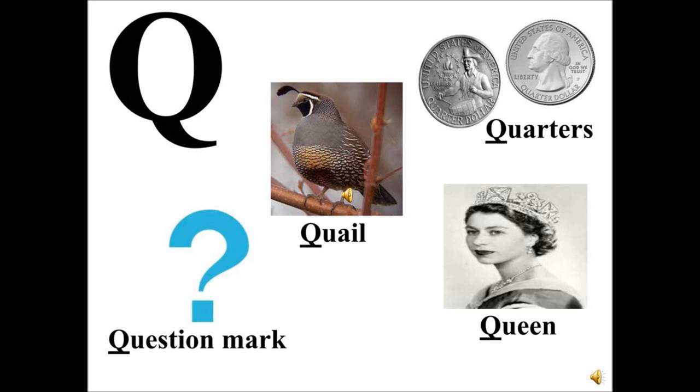Question mark, quail, which is a kind of bird. Quarters are money. A queen is a ruler of a country. And question mark is found at the end of a sentence that asks a question like, how old are you? Question mark. Great job. Very good.